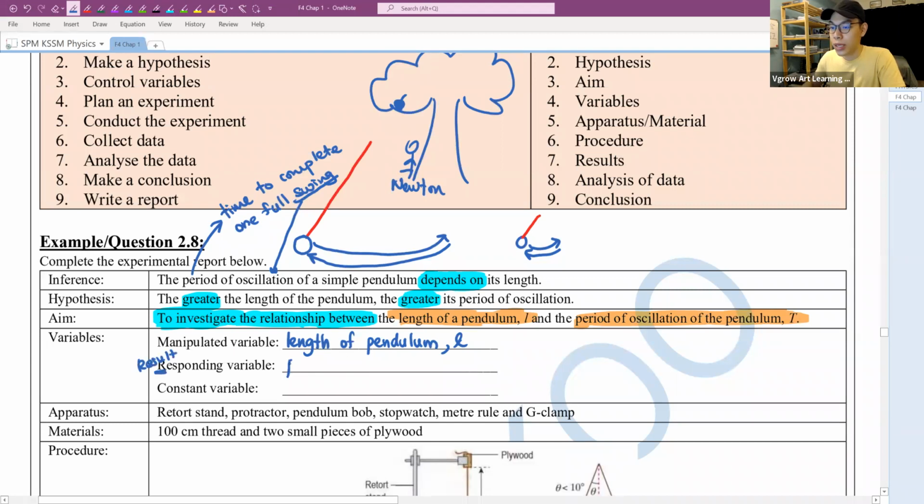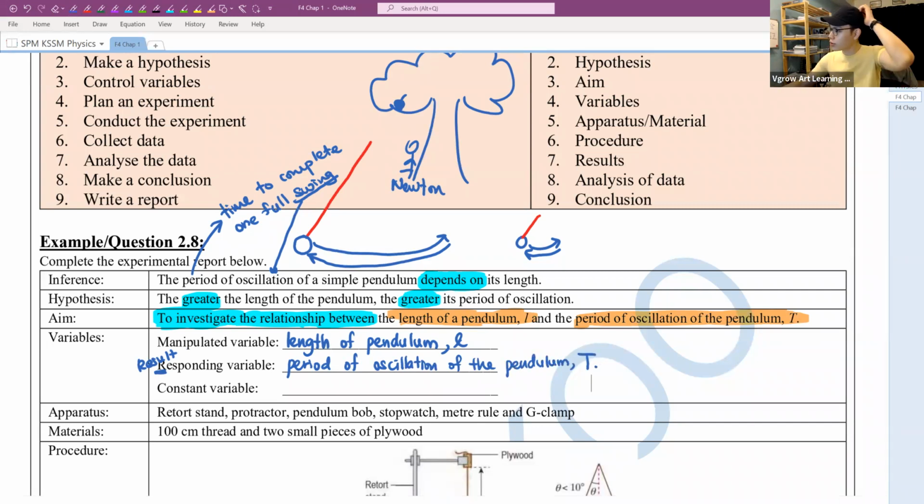Okay, that is the period of oscillation of the pendulum, comma, they call it T. So we use the same letter and put T there. Okay, then after that, constant variable. You write period of oscillation, comma T also can. Don't need 'of the pendulum' also is fine now.